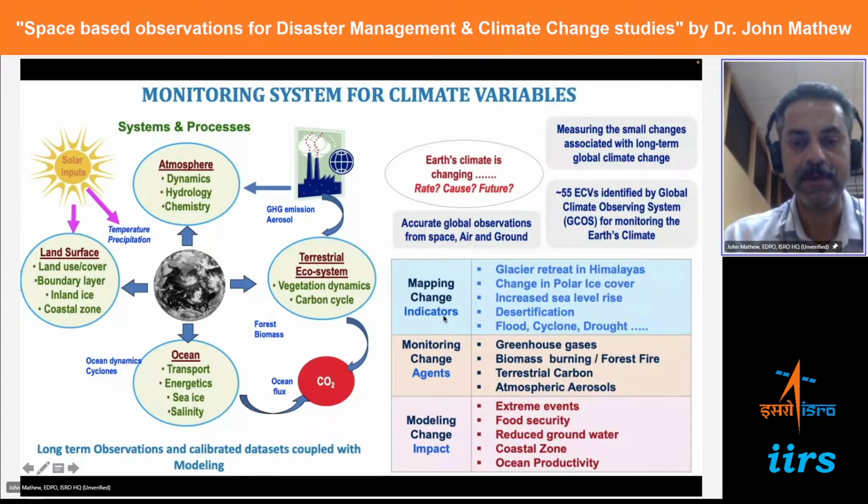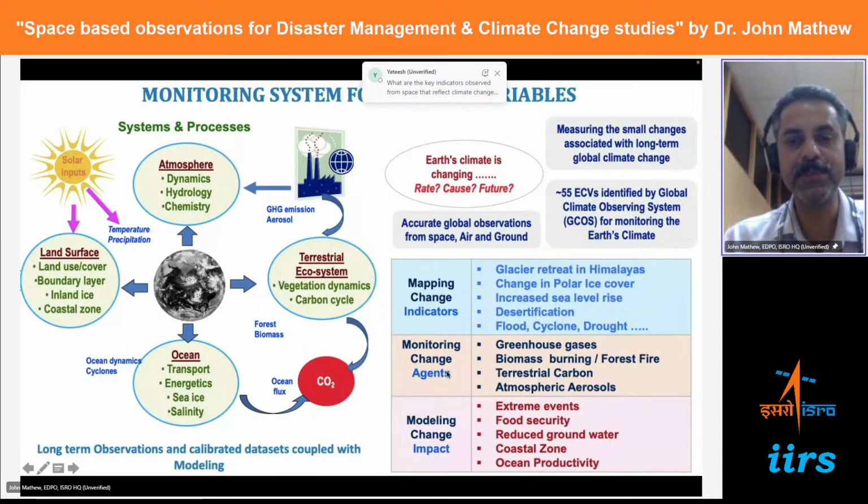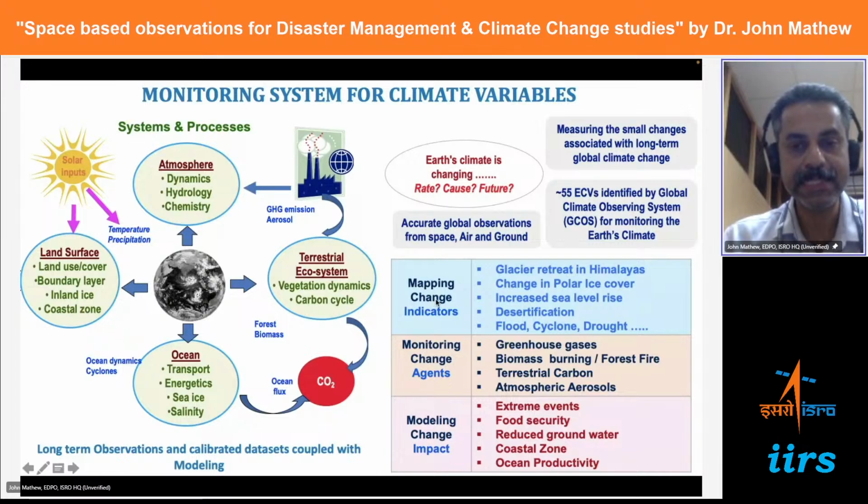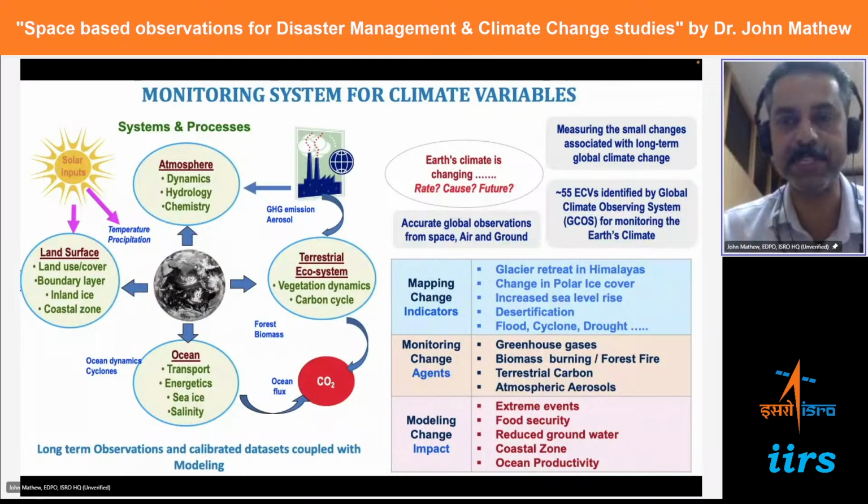So our role is basically to map the indicators of change. We have to monitor the agents like greenhouse gases, then the terrestrial carbon, atmospheric aerosols, etc., and also whether we can model the impact. So the indicators, agents, and impacts, the study of all this through continuous monitoring of essential climate variables is very important.